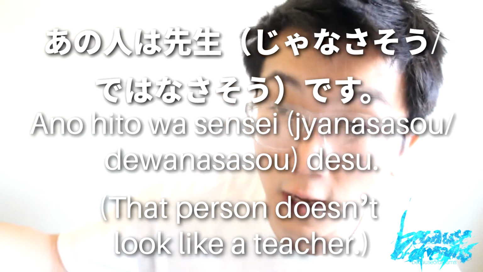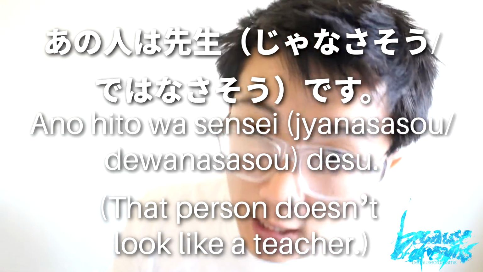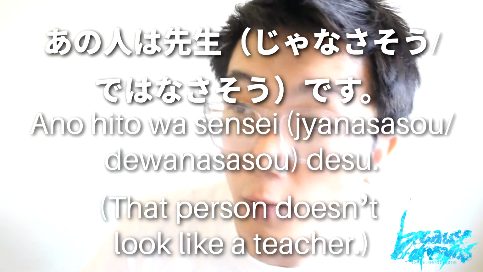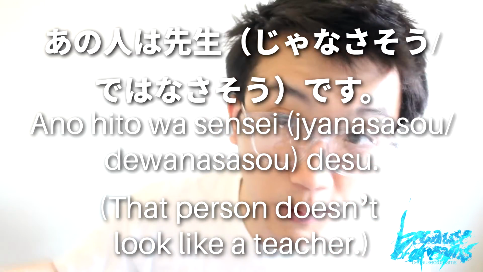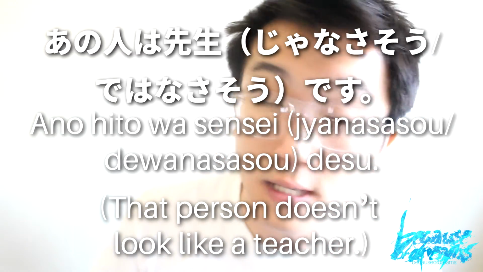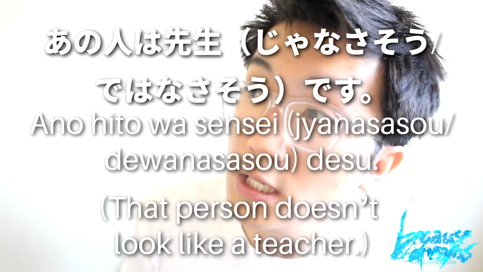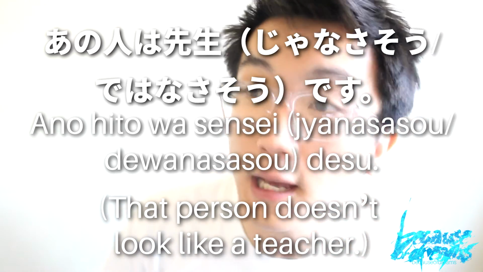We could have used ではなさそう as well, and it would have meant the same thing, but we could not have used そうじゃない or そうではない. That's just ungrammatical when we're using nouns for whatever reason, and that's just the way you're gonna have to remember it. And so yeah, あの人は先生じゃなさそう or ではなさそう is it doesn't look like that person is a teacher, and that's how we use the negative form of this grammar pattern with nouns. And with that, we can finally wrap up this lesson. Hopefully it gave a good idea of how to use this.